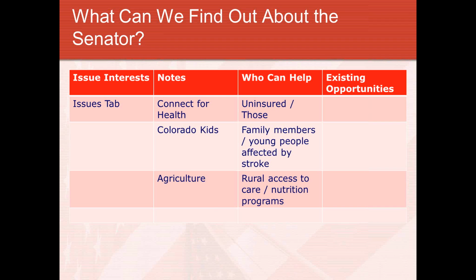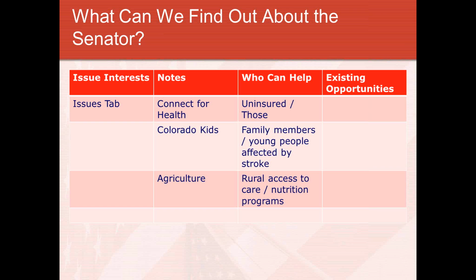Now also, under the Issues tab, I found a couple other little things that might be interesting. When I clicked on his health link, I saw he's talking about the Affordable Care Act and how to get connected to that in Colorado. So this might be able to help those who are uninsured, those who are in need of additional care. You may have people who have that problem, and so they would be good to talk with the senator. Colorado kids is a big issue under his issues page, so the connection there would be young people who are affected by stroke.